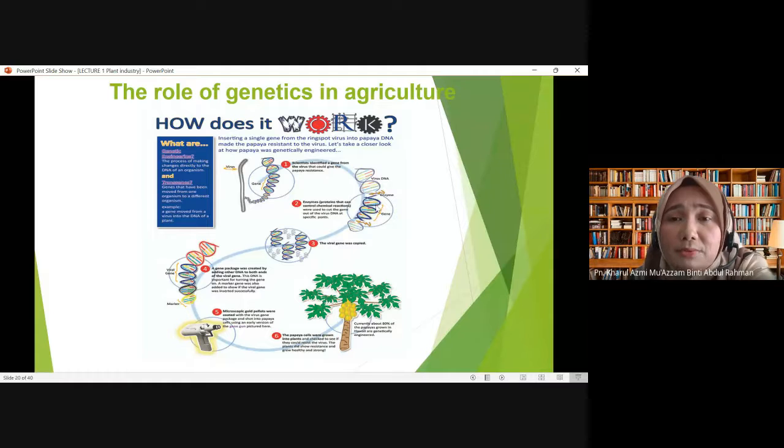Kita guna enzyme ya untuk masukkan, untuk induce the chemical reaction. Tadi masukkan gene, and then the viral gene was copied. Nampak tu, so gene tadi akan di copied. Copy tu maksudnya di fotokopi ataupun direplicate, akan dihasilkan banyaklah. Okay, di copied, and then lepas tu a gene package was created by adding other DNA to both end of the viral gene.